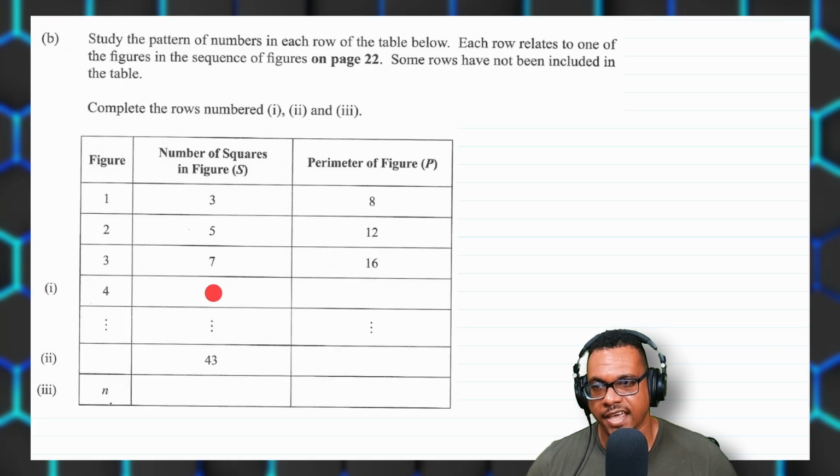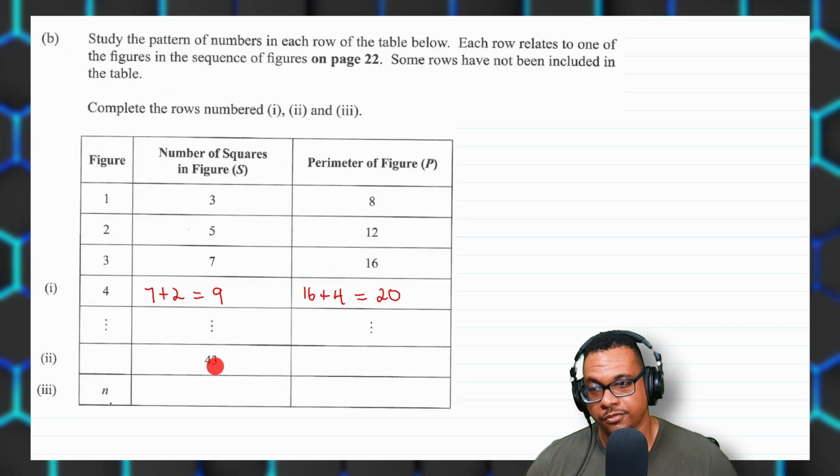So I'm writing here 9. And we could put, this going up by 2, 3 plus 2 is 5, 5 plus 2 is 7, so here will be 7 plus 2, which is 9. Of course, 8 plus 4 is 12, 12 plus 4 is 16, so here will be 16 plus 4, which is 20.